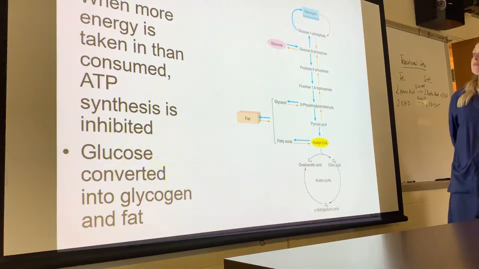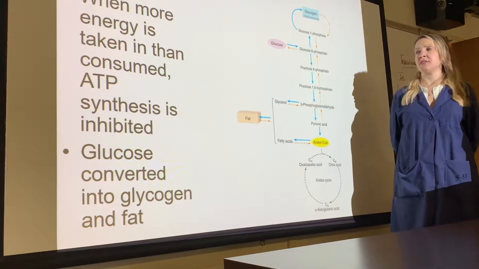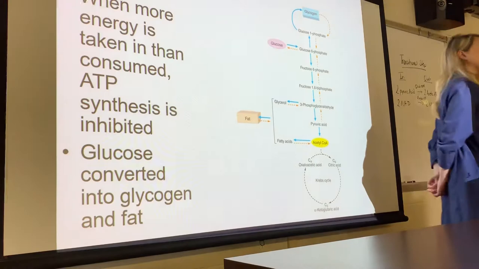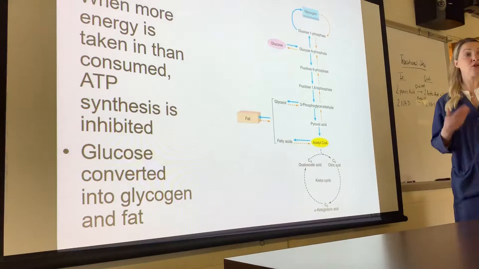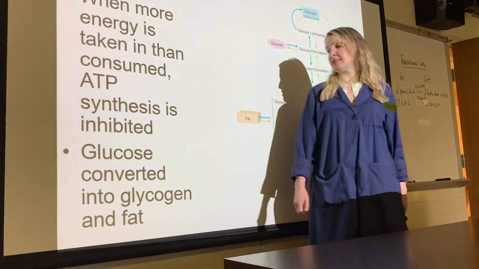So when we have more energy taken in than is consumed, ATP synthesis is inhibited. So if you're sitting on the couch watching football, and you're eating a big bowl of macaroni and cheese and maybe some potato chips and pizza, I'm thinking of all my favorite things, and you're not moving much, just sort of sitting there. Maybe once in a while you'll shake your hand at the TV or swear or something. But for the most part, you're not using much energy, right? You're taking in a whole lot more than what you need. Then glucose is going to be converted into glycogen in skeletal muscle and the liver, and also to triglycerides or fats.